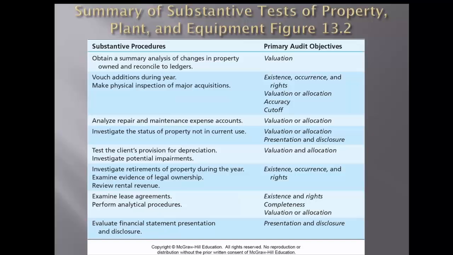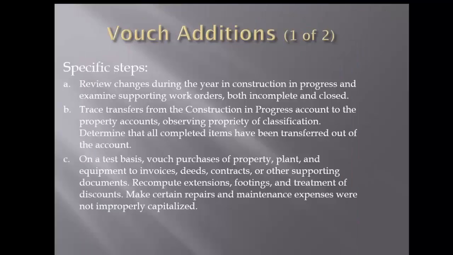Analyze repair and maintenance, a valuation issue, and investigate the status of property not in use. Maybe these items are not in use and they've been disposed of, but they're still on the books. Well, we need to figure these out. Test the client's provision for depreciation, a valuation issue, and so forth. So I think you get the idea that as we're looking at these items, we are looking at monetary misstatement. So let's talk a little bit about vouching, and then I want to focus on the next chapter, because we've got three chapters that we want to cover in this small period of time.